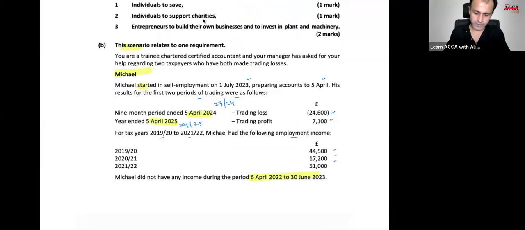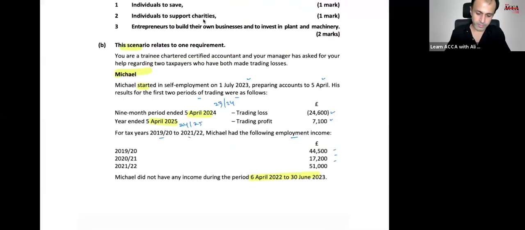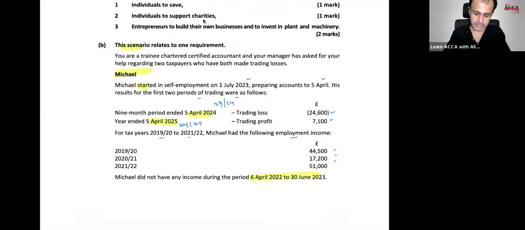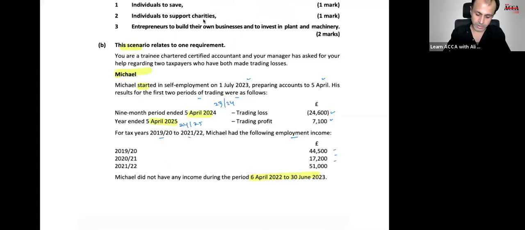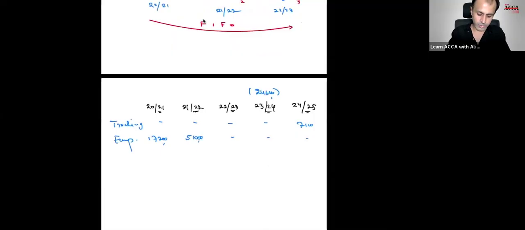So let's fill in the figures: 17200 in this column, 51,000 in this column. In 22-23, we have no income to write. This is the tax year of loss. The loss is 24600. And the next is the year of profit, which is 7100. So that's how this pro forma looks now. This is trading income. This is employment income. And there we will find the total.